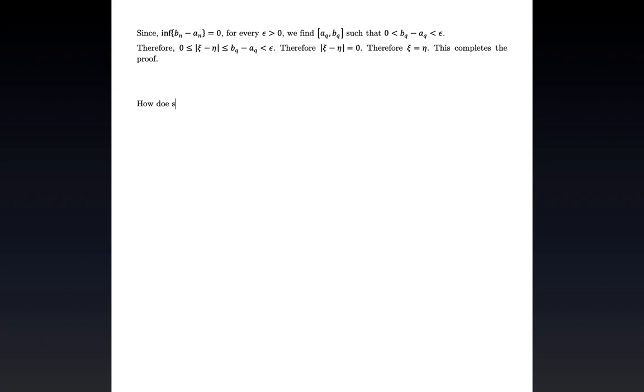How does this justify the consistency of different decimal representations of the same number? So let's answer this one now.